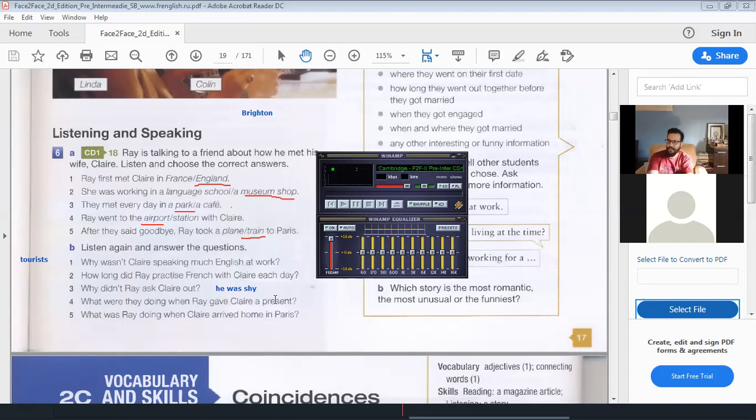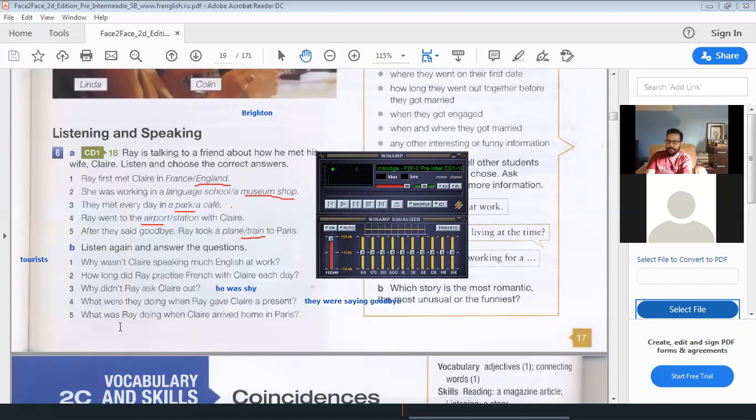And what were they doing when Ray gave Claire a present? So the answer for this one is they were... What were they doing? They were saying goodbye because they were at the airport. So they were saying goodbye. Yes.